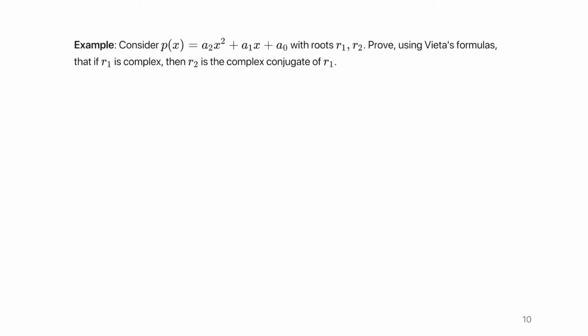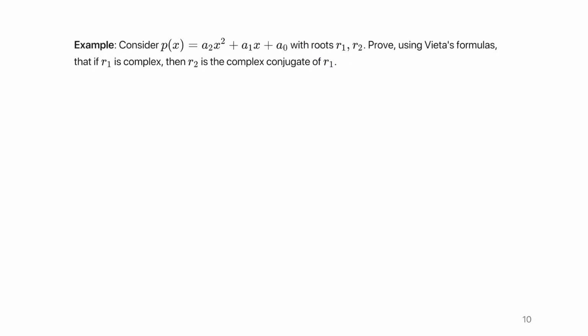Okay. So now again, consider the example P of x is a2 x squared plus a1 x plus a naught with roots r1 and r2. Prove, using Vieta's formulas, that if r1 is complex, then r2 is the complex conjugate of r1. Okay? There's several ways to prove this. It's pretty easy to do with the quadratic formula, but this is just showing you that you can use Vieta's formulas to do a lot of different things.